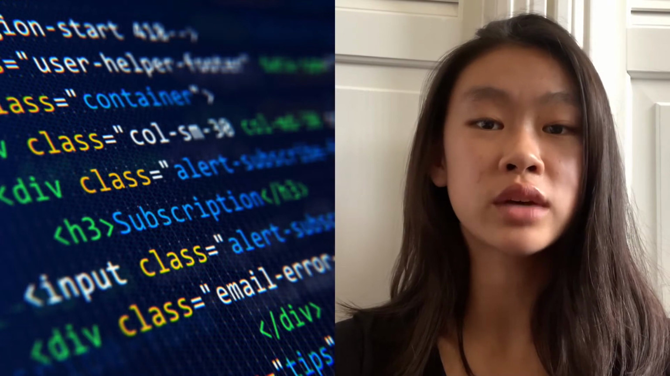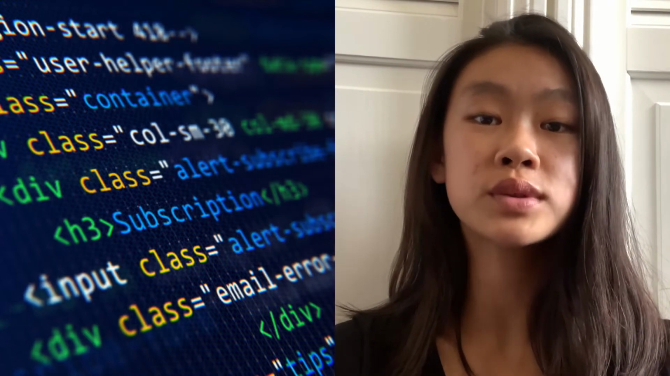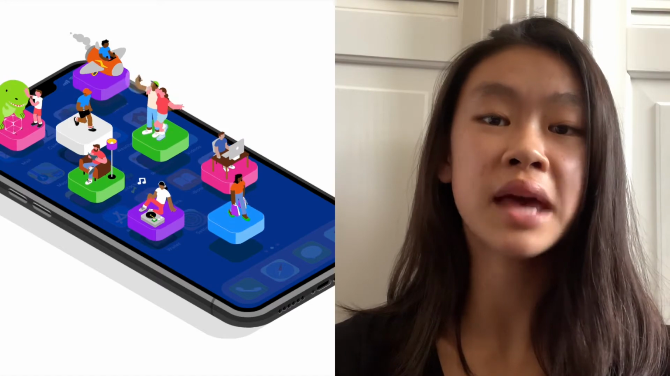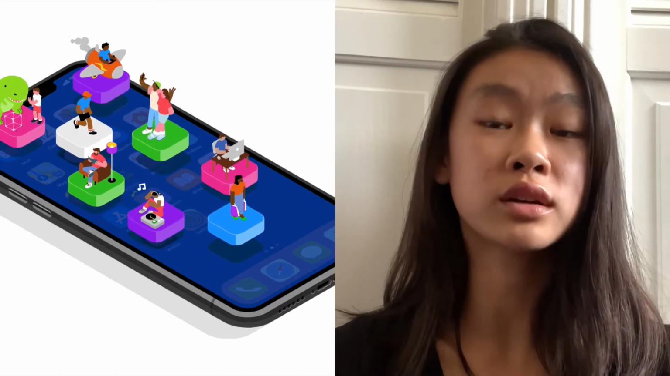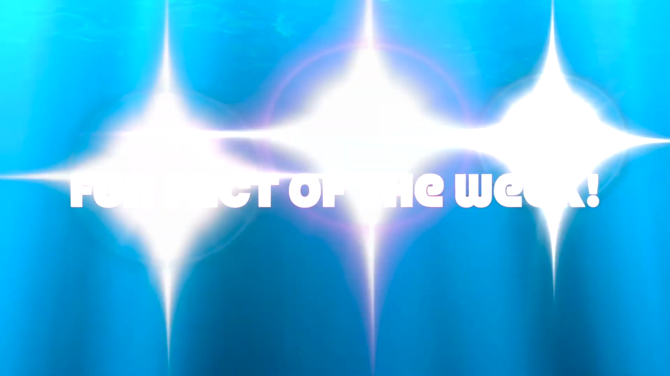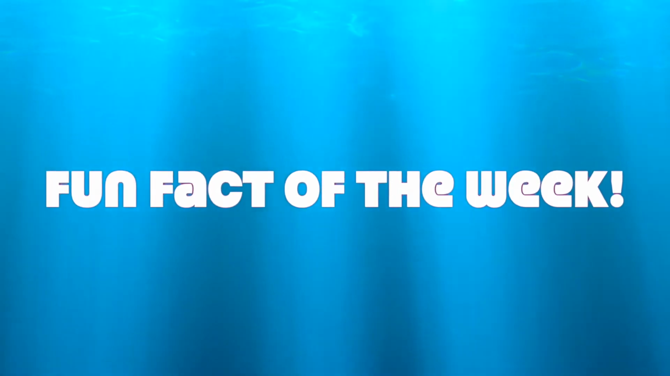What is coding? Coding is the written language of computers. People use coding to give computers and other machines instructions on what actions to perform. We use coding to program the websites, apps, and other technologies we interact with every day. This week's fun fact is that there are over 700 different languages that you can code in.